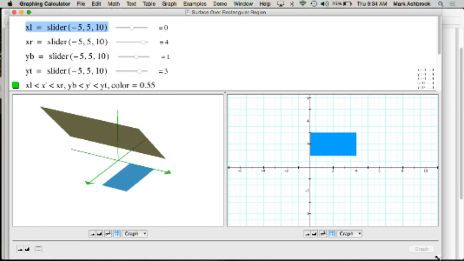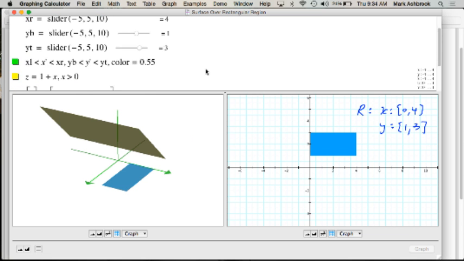Okay, so I'm going to show the region in the xy plane on the right, and then I'm going to show everything in R3 on the left. So my region here is from 0 to 4 in x, and 1 to 3 in y. And then I have the surface here. It's just 1 plus x.